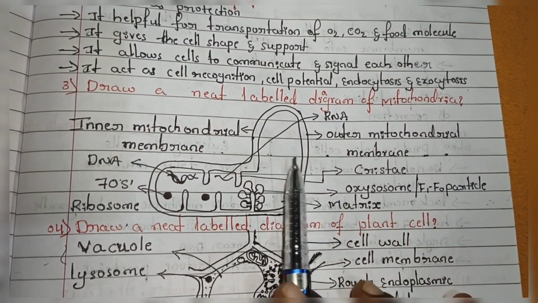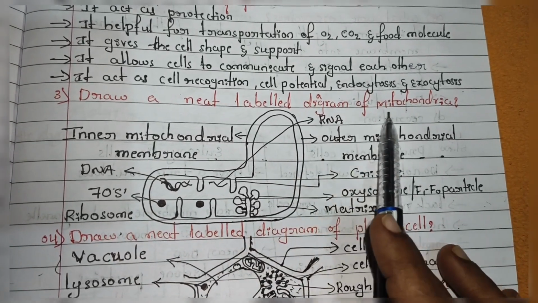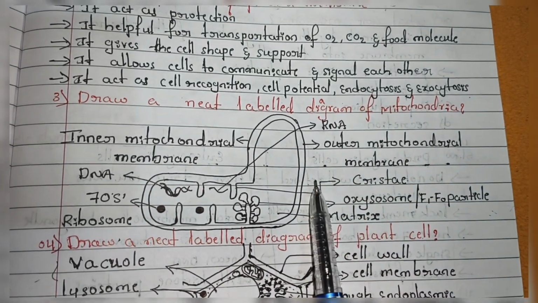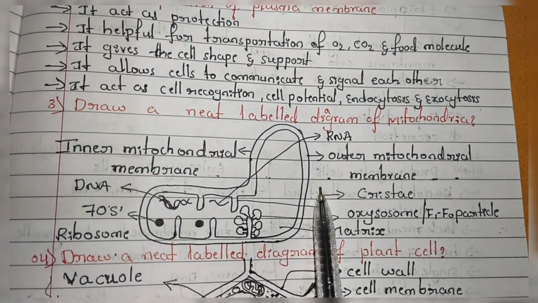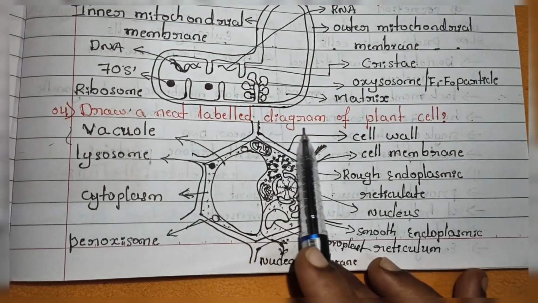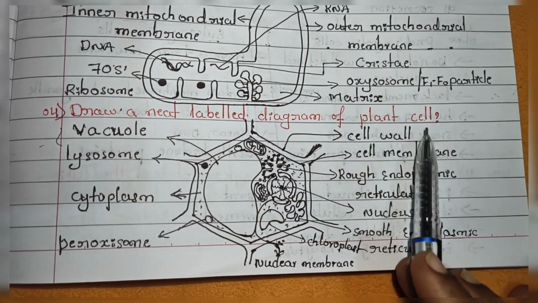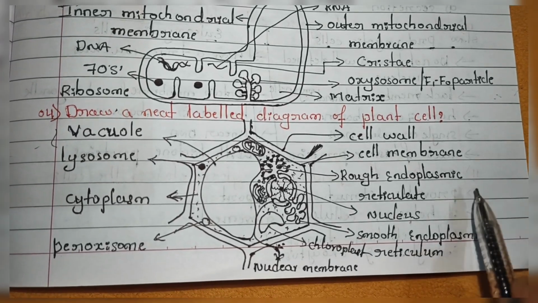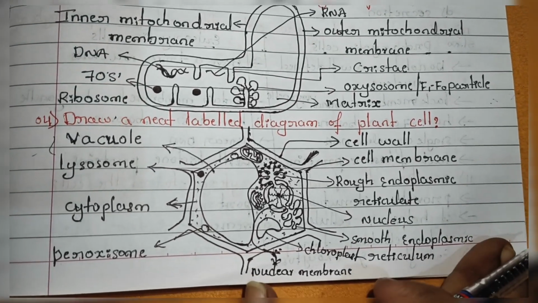And next question is there, draw a neat labeled diagram of mitochondria. So it is a diagram, you have to practice it. And next, draw a neat labeled diagram of plant cell. So this plant cell diagram is also there, you have to practice.